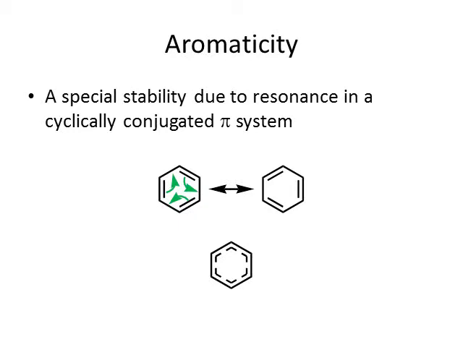That extra stability is called aromaticity. Benzene and structures like benzene are classed as aromatic compounds because they've got this resonance stabilized conjugated system where you get special stability due to the cyclic conjugation.